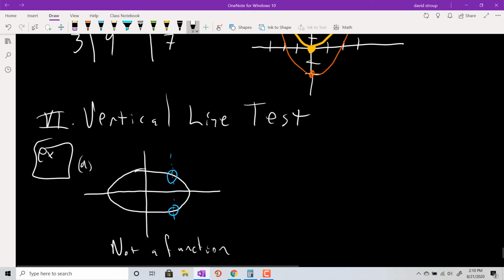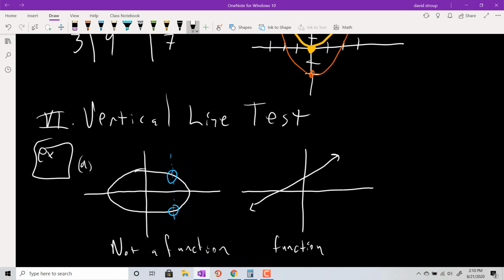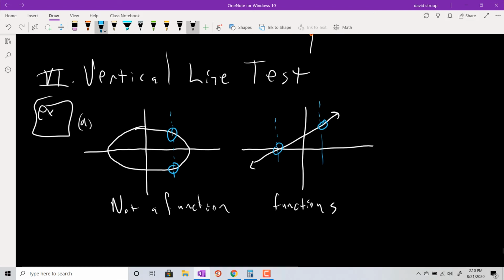Most things we deal with are functions, like equations of lines. The graphs of lines are always functions, because any vertical line you draw will only hit that graph in one place. Only hits it once. Parabolas are also functions. So y equals x squared, which we just saw up there: for any vertical line you draw, it's only going to hit the graph in one place. So this is a function.